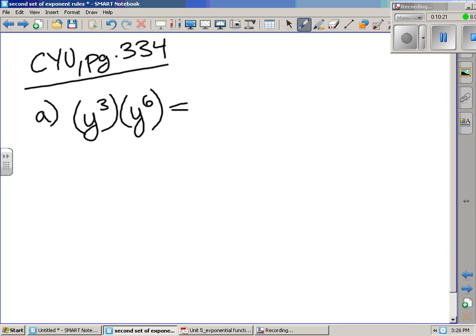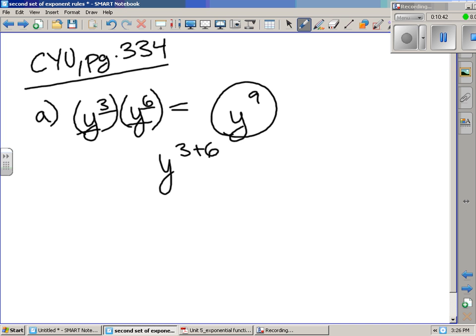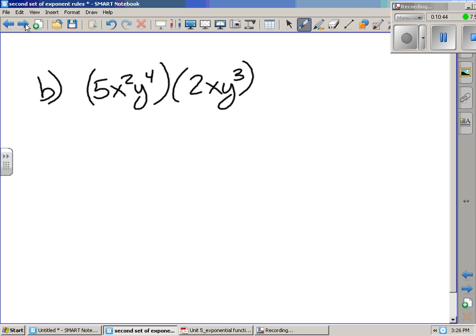We're going to go ahead and go over A. y to the third multiplied by y to the sixth. In this case, the bases are the same, so you add the exponents. The base is the same and you're multiplying, so you add the exponents. So that's really y to the power of 3 plus 6, so we get y to the 9th power.